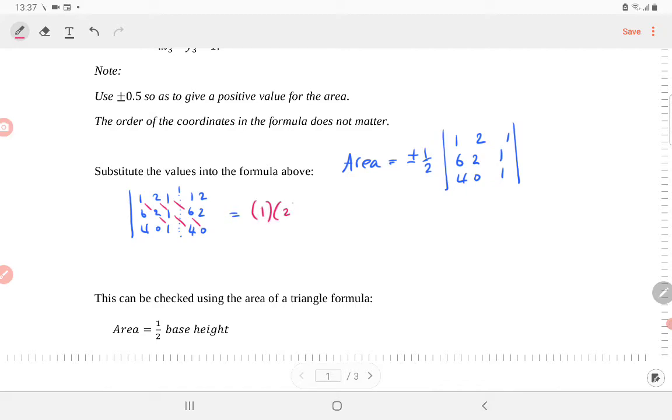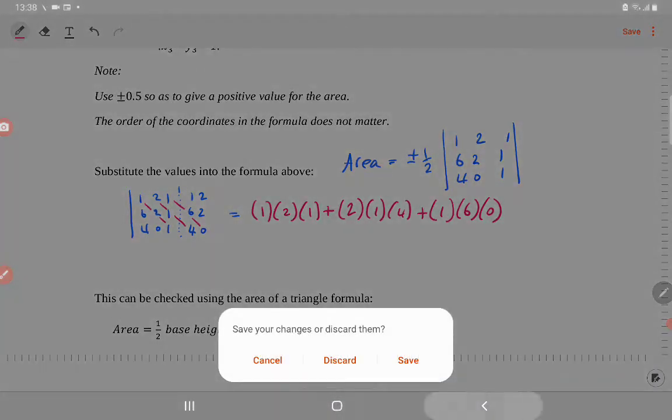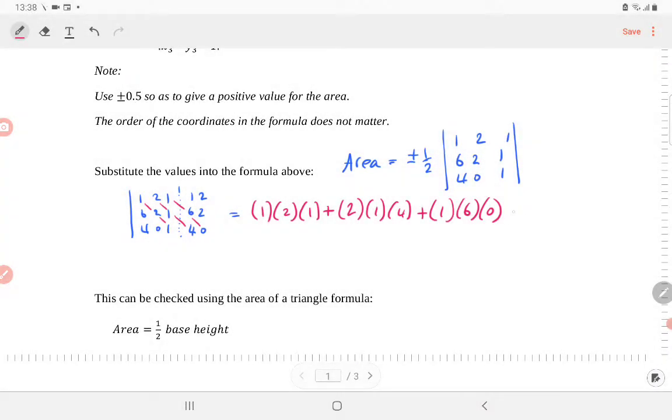So that will give us 1, 2, 1 plus 2, 1, 4 plus 1, 6, 0. Okay, we'll calculate that. So then we'll have 1, 2, 1. 2 1s are 2. 2 4s are 8. 1 6 0 is 0. So this will give us 10 for the red part.